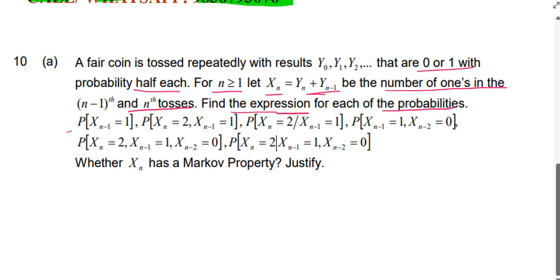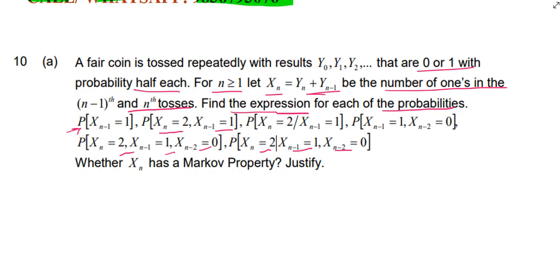So, P of xn minus 1 equals 1; xn equals 2, xn minus 1 equals 1; probability of xn equals 2 given xn minus 1 equals 1; and probability of xn minus 1 and xn minus 2 equal to 0; and probability of xn equals 2 such that xn minus 1 equals 1 and xn minus 2 equals 0. So whether xn has a Markov property, justify that. How to find out that? Let's find each probability step by step.